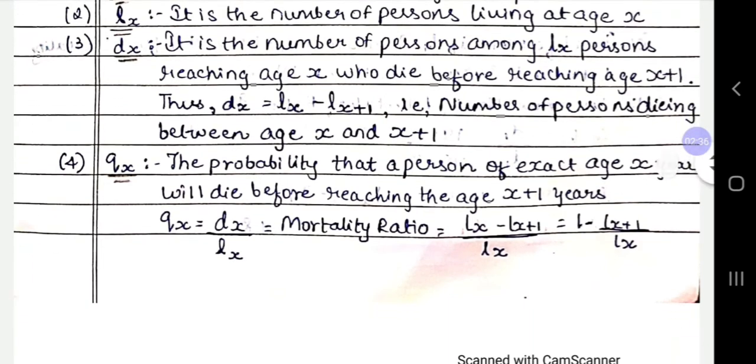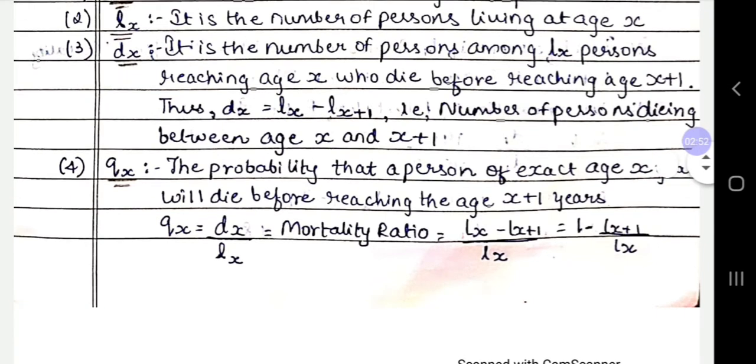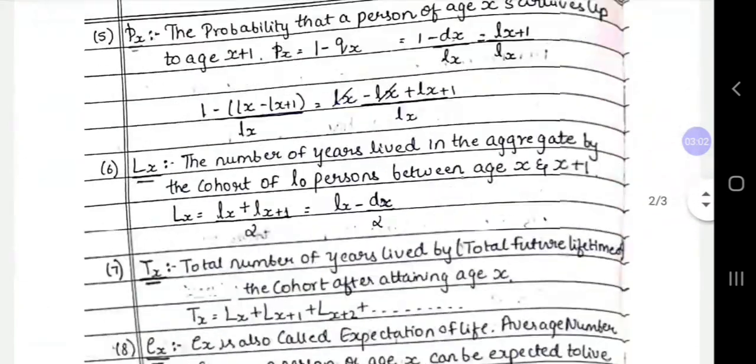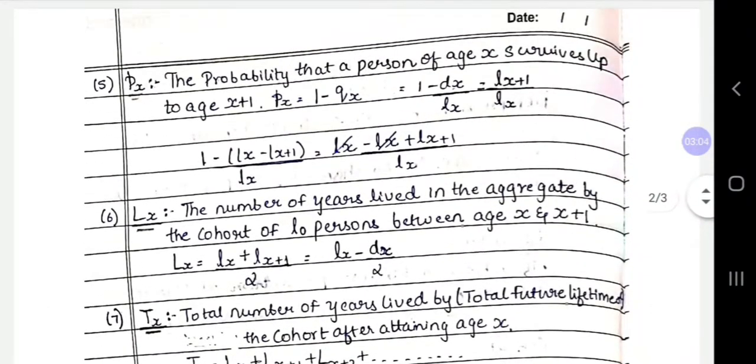Then qx, the probability that a person of exact age x years will die before reaching the age x plus 1 year. qx is equal to dx divided by lx, that is the mortality ratio. And then lx minus lx plus 1 divided by lx. So here you will get the age up to which the people have to live; before that only the person will die.